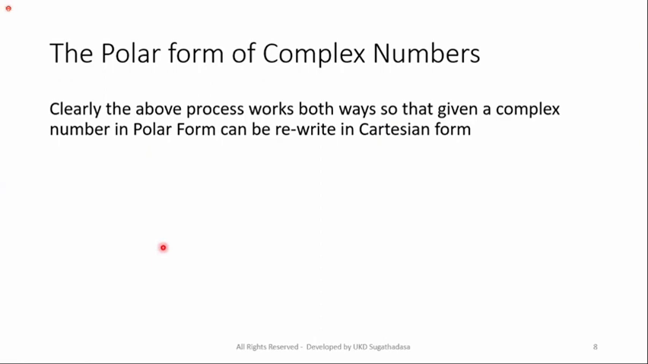The three things to remember. Clearly, the above process works both ways, so that a complex number given in polar form can be written in Cartesian form. When the complex number is given in Cartesian form, you'll be able to convert to polar form. When the complex number is given in polar form, you'll be able to convert to Cartesian form. Is it clear? Very important aspect we have been discussing now, right?